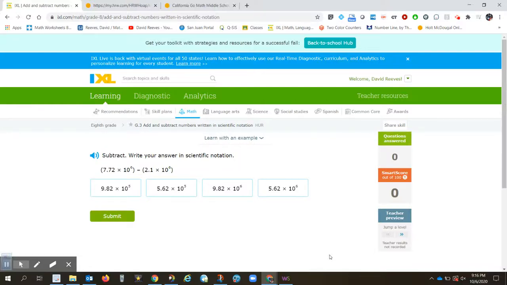Hey everybody, Mr. Reeves here with you, and I am in IXL where we are being asked to add and subtract numbers written in scientific notation.